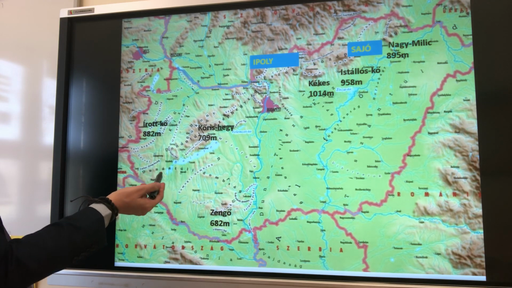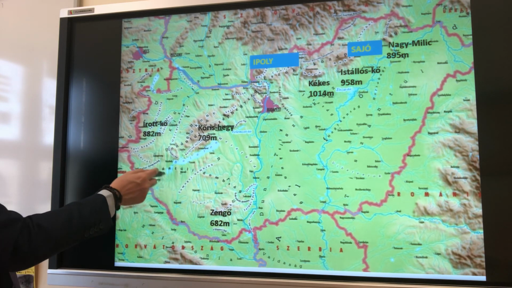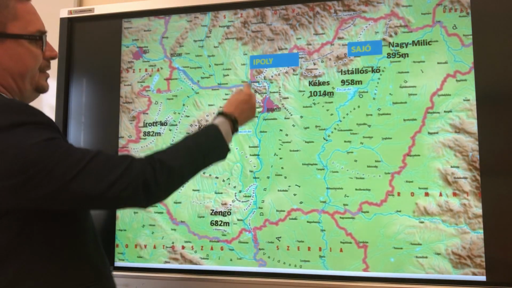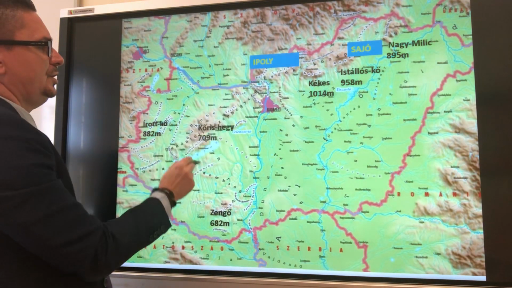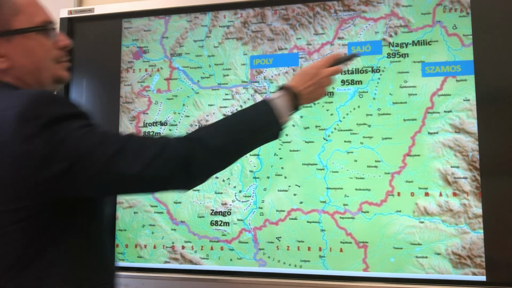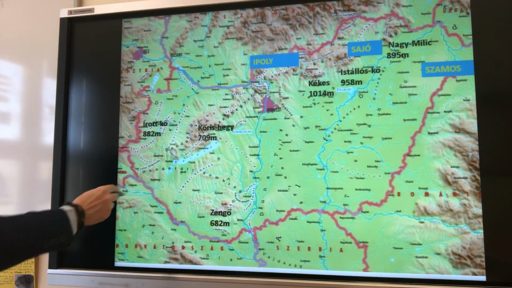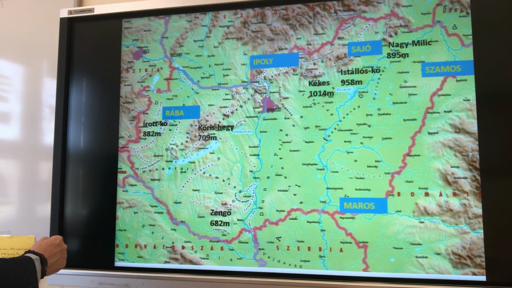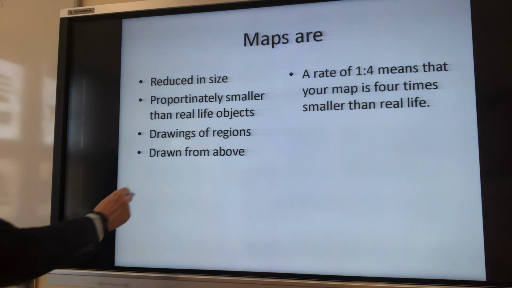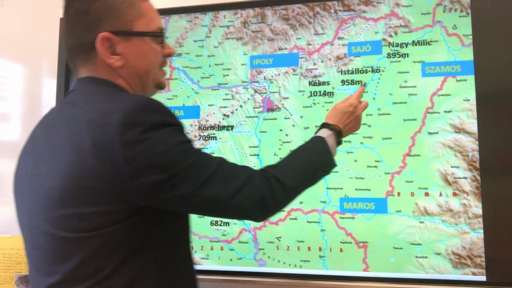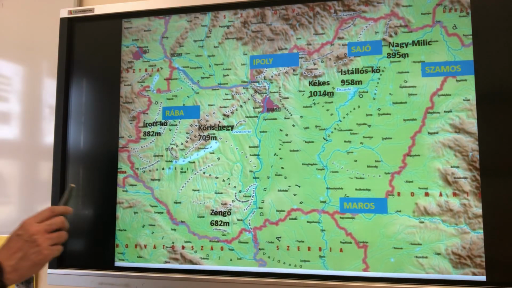Some rivers are also symbolized here on my map. What is the color of a river on a map? Yeah, they are blue. Ipoly, Sajó, yeah. What else? Szamos in the northeast there, yes. And we have some more. Rába, Maros. Okay, so I just symbolized 5 of them. Of course, Danube and the river Tisza are 2 big ones.